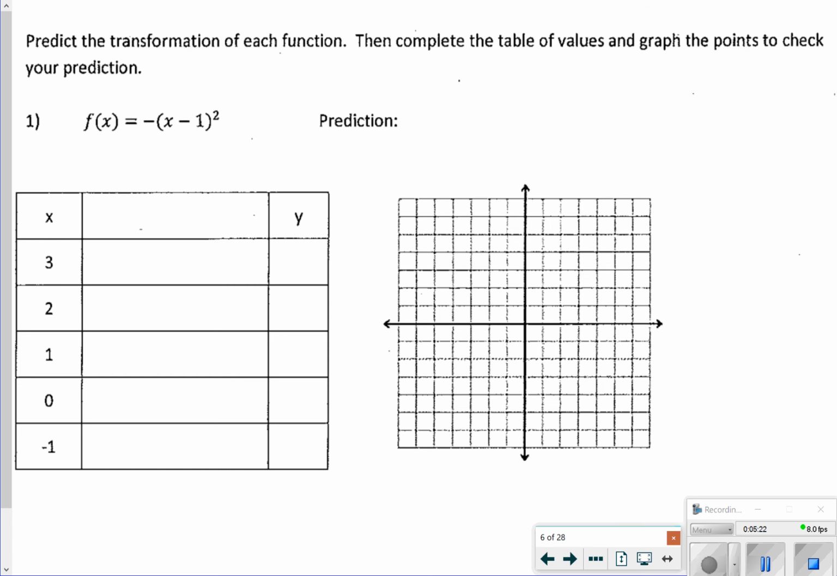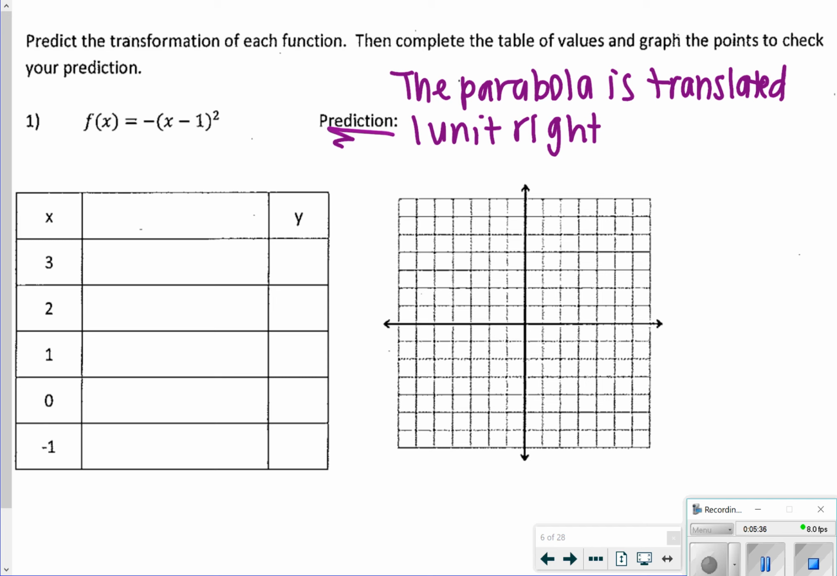So we do have what's called vertex form and how that relates to all the different values of A, H, and K. In number one, we should be able to make our prediction that the parabola is translated 1 unit to the right because H is equal to 1. We can also say that A is equal to -1, which means my graph, once completed, should open downward.